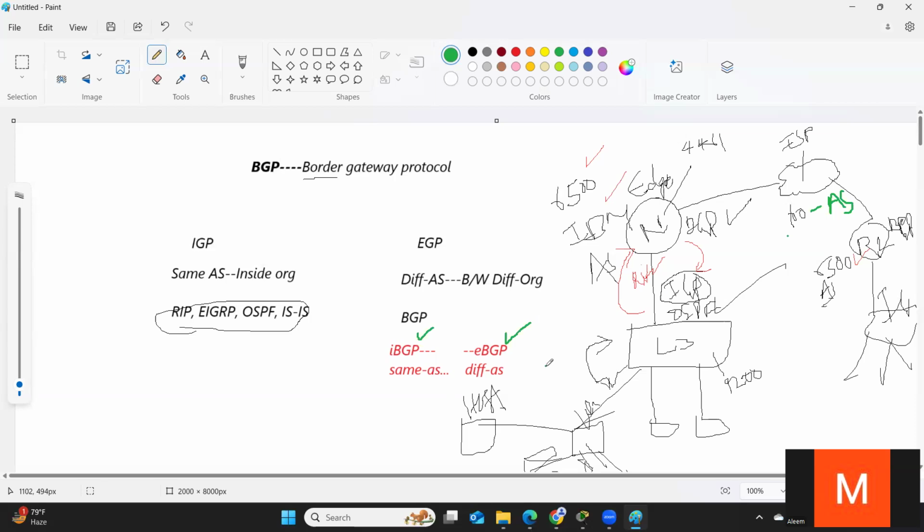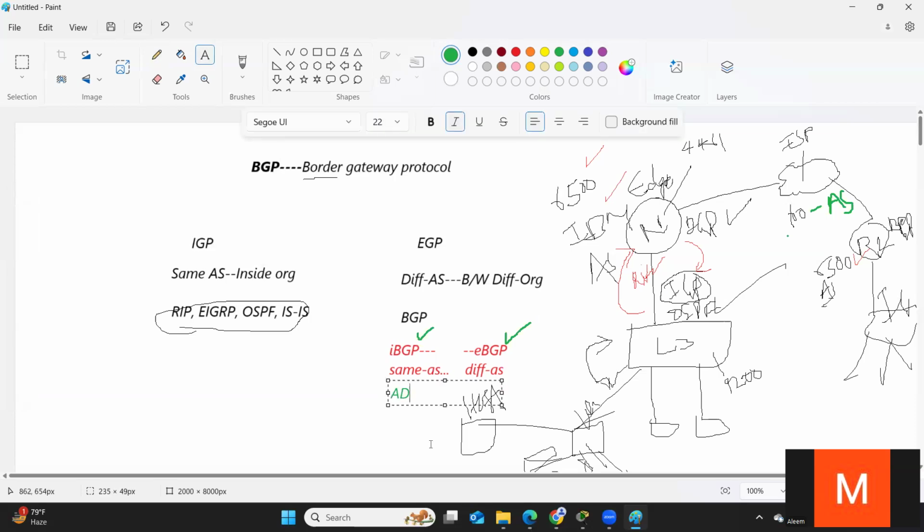The first one is IBGP. It will work within an AS number. IBGP uses the AD value, administrative distance value, as part of the route path selection process. While selecting the path, it will check the longest prefix first, then it will check the AD values, then move to the metric, then to ECMP, equal cost multipath.